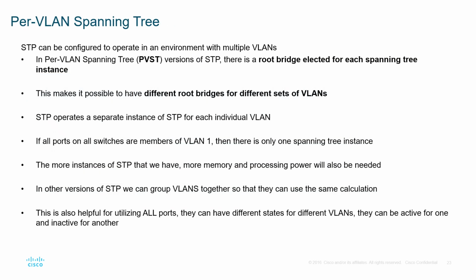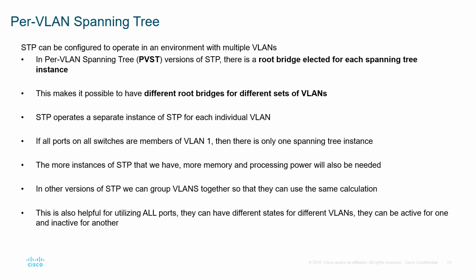So STP can be configured to operate in an environment with multiple VLANs. In per VLAN spanning tree, PVST, there is a root bridge elected for each spanning tree instance. This makes it possible to have different root bridges for different sets of VLANs. So STP operates a separate instance of STP for each individual VLAN. If all ports on a switch are members of VLAN 1, as we know is the case by default, then there is only one spanning tree instance.